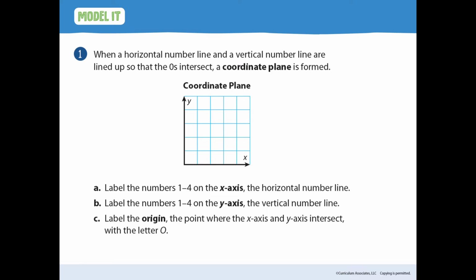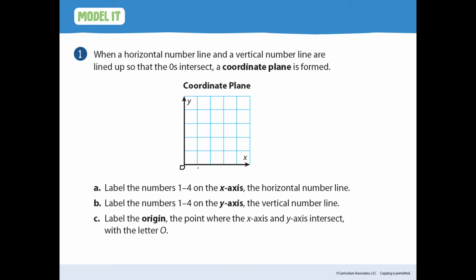Number 1, model it. When a horizontal number line and a vertical number line are lined up so that the zeros intersect, a coordinate plane is formed. Letter A. Label the numbers 1 through 4 on the x-axis, the horizontal number line. So we're going to label 0 is right here at the point where they intersect.